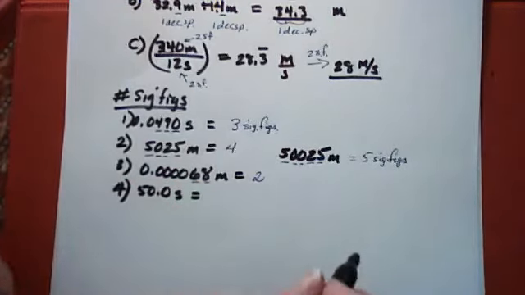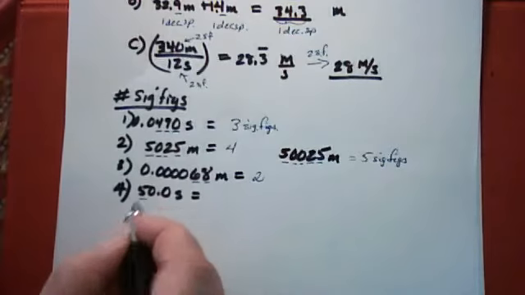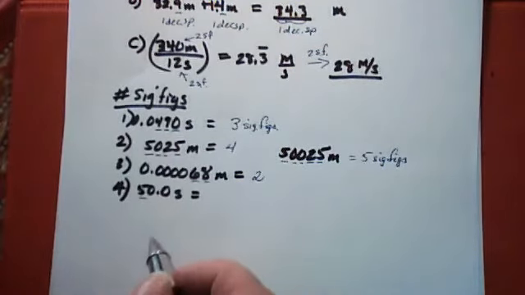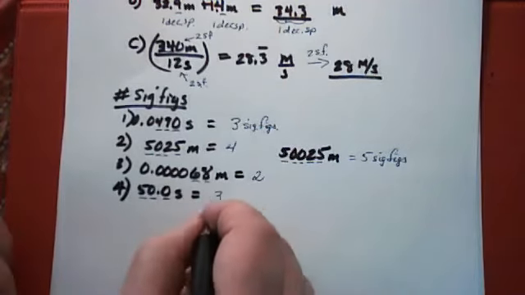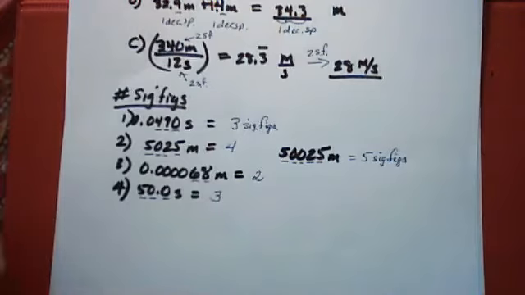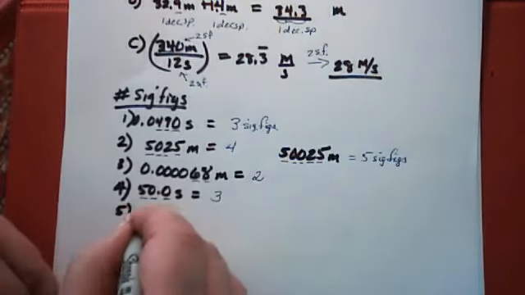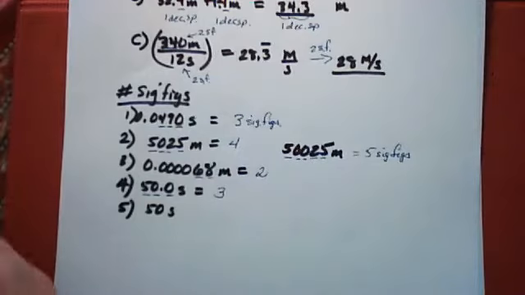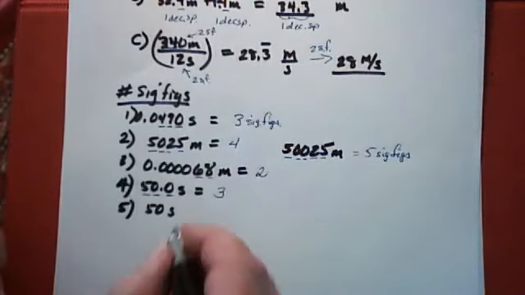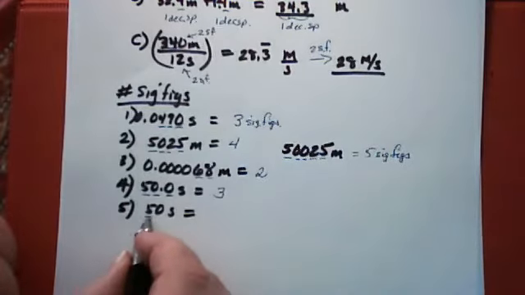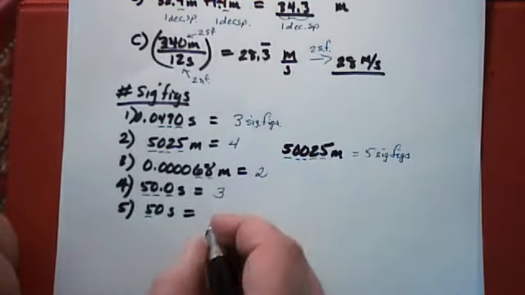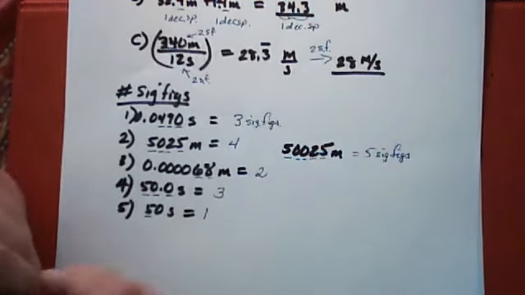Okay, 50.0 is how many? Well, the 5 obviously counts, but what about the zeros? Well, again, there's a decimal point there, so the zeros at the end of the number do count, and that would be 3 significant figures. Next, we have the number 50 seconds, and in this case, there's no decimal point, so it's only the 5 that counts. The 0 doesn't count. So that's only 1 significant figure.